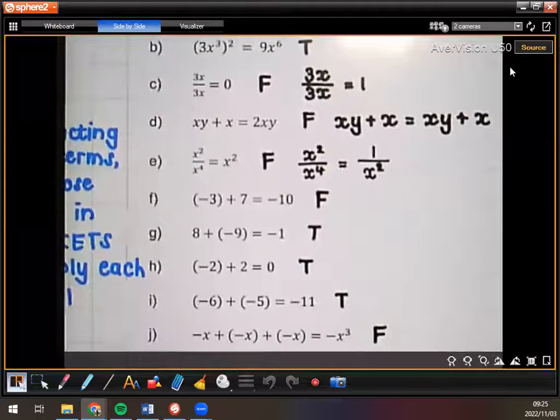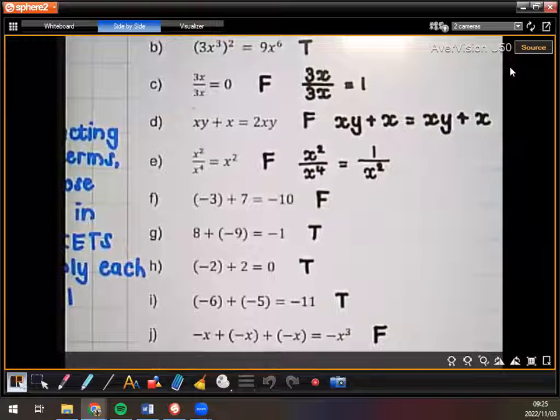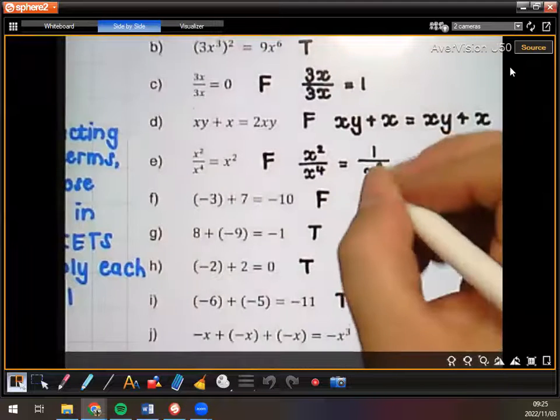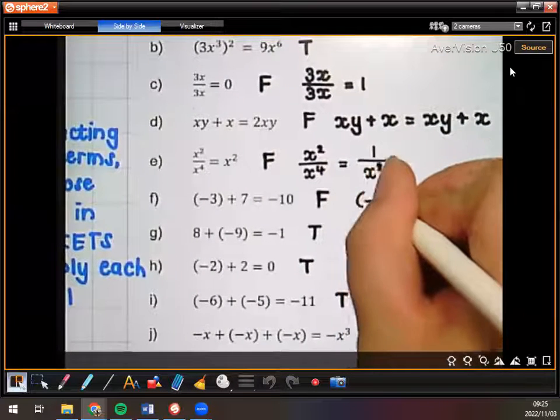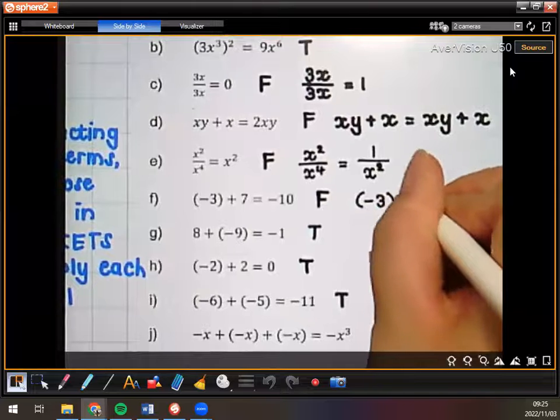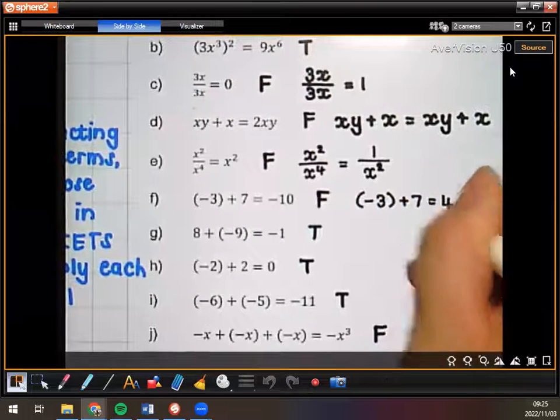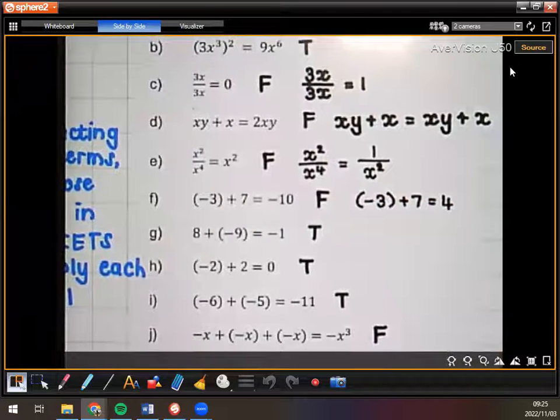What is negative 3 plus 7? They've got negative 3 minus 7, you see, to get to negative 10. They're actually asking negative 3 plus 7. What's that? 4. Negative 3 plus 7 is actually equal to 4. Negative 3 minus 7 is negative 10.